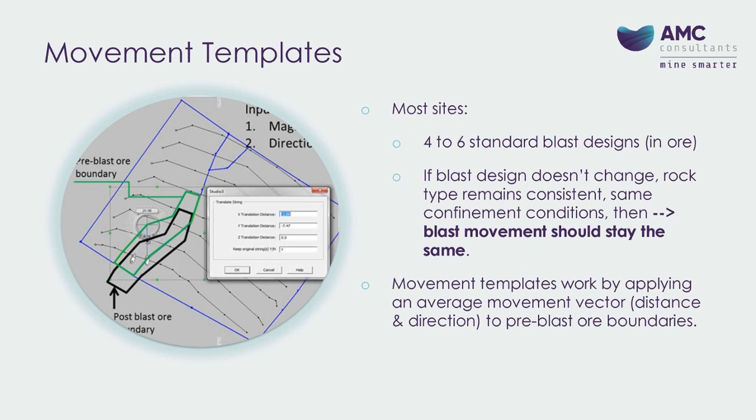What I've also found is if these conditions do not change, for instance, if you have a blast at 0.5 kilogram per tonne powder factor in a certain rock type, always fired to a free face, always fired along the echelon, what you'll find is that blast movement generally is the same each time. It doesn't change, not significantly. So the movement template method works on this understanding by applying the average movement vector, so the distance and direction for that particular blast type measured from previous blasts.